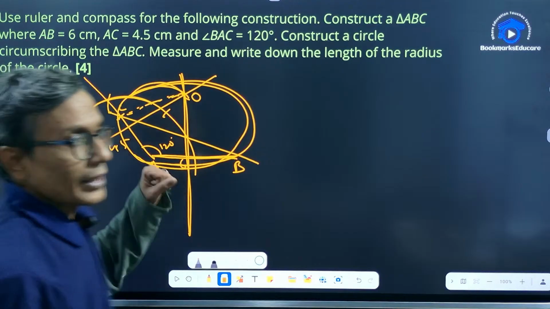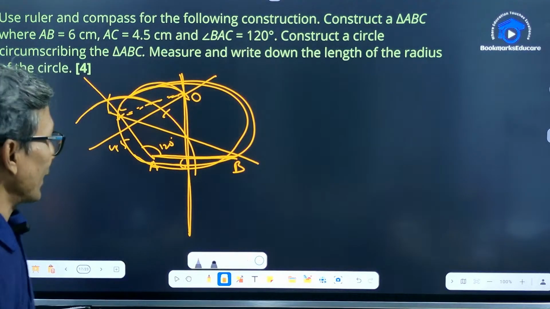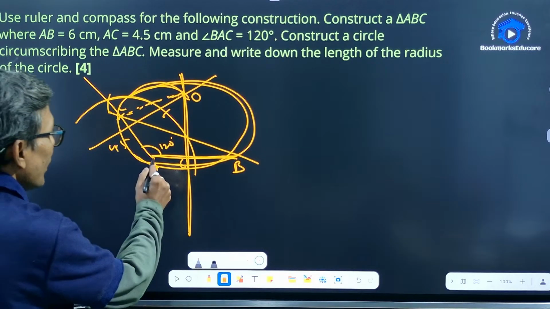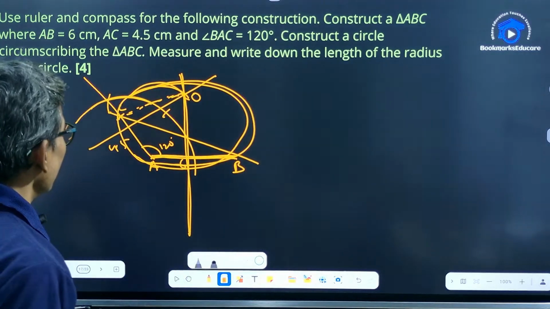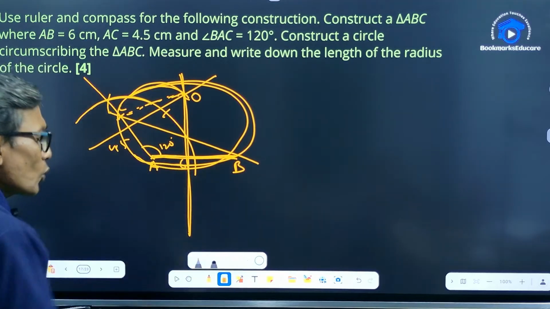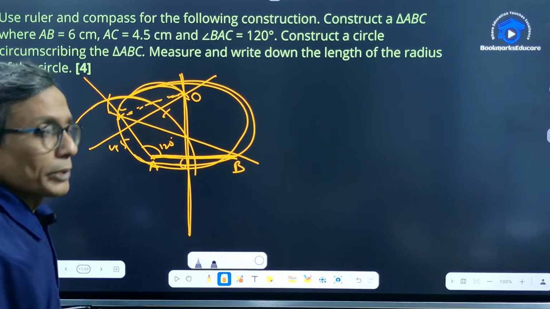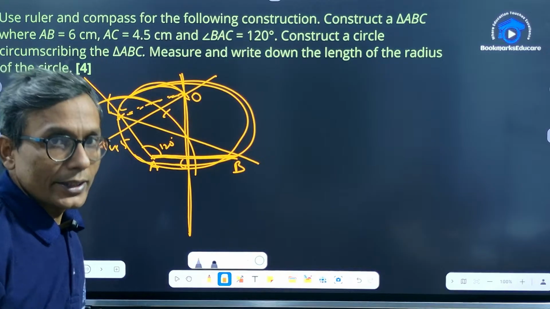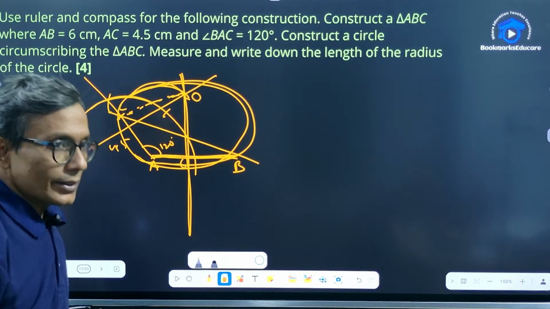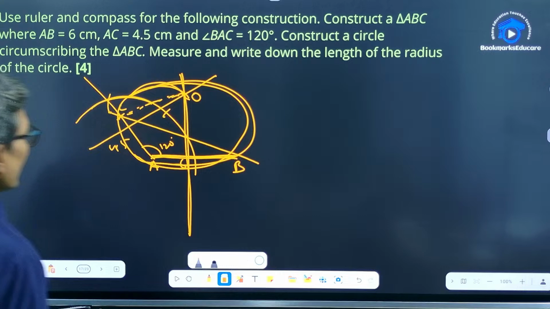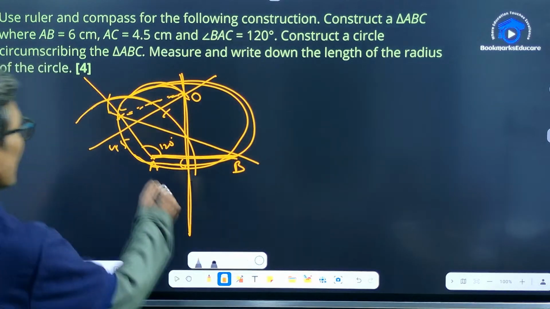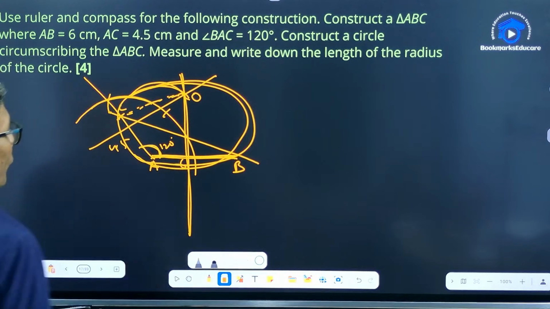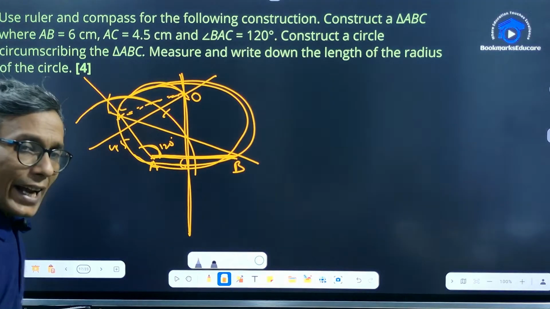This is the step. First of all, first step, we have to draw a triangle in which AB is 6 centimeter. After that we have to draw an angle whose measurement is 120 degree. How to draw 120 degree, we have already learned in class 8, so there is no need to say all that. So the 120 degree angle is drawn.